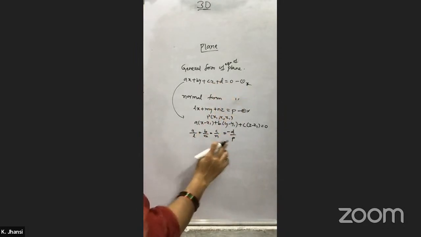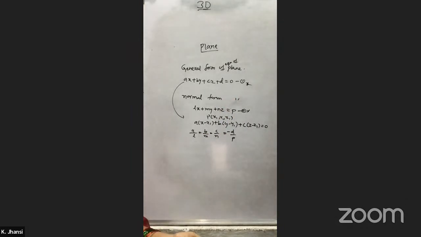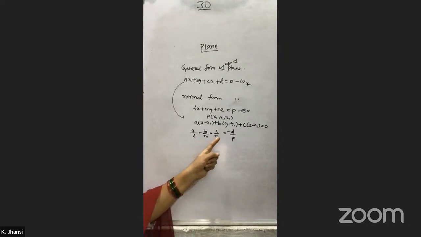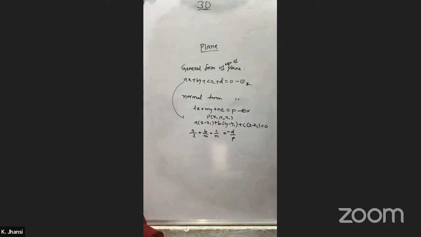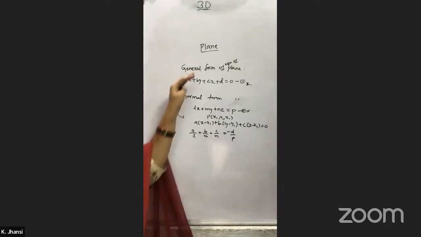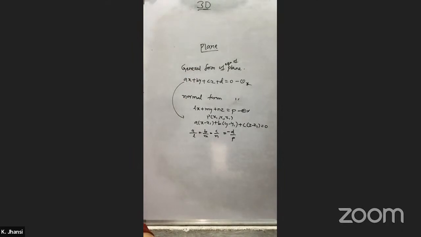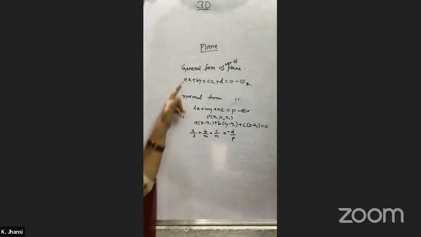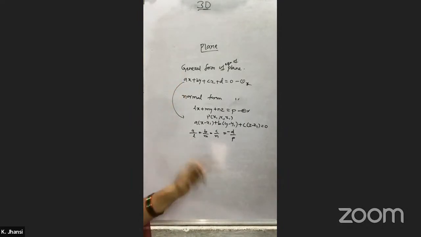So if you take the relation and substitute them, you will get l equals plus or minus a by the square root of a square plus b square plus c square, and similarly for m and n. With the help of that, we can convert the general form into the normal form. One question will be asked for 5 marks on the conversion of general form to normal form.